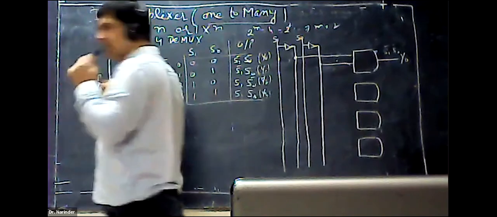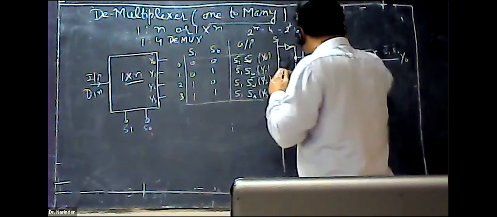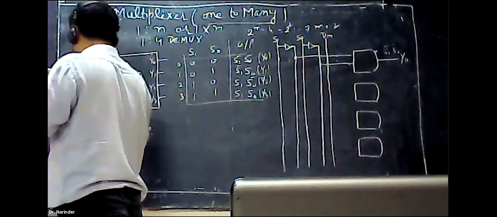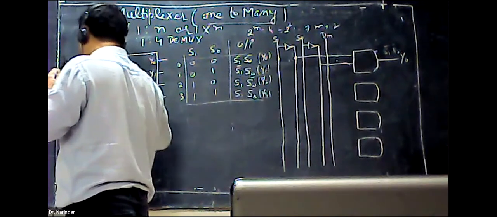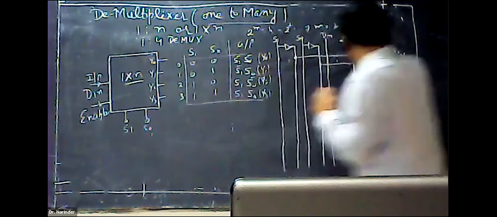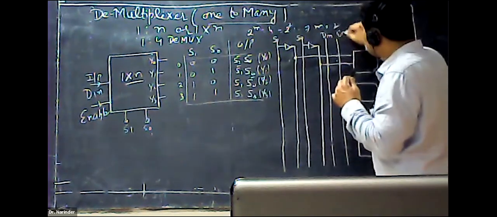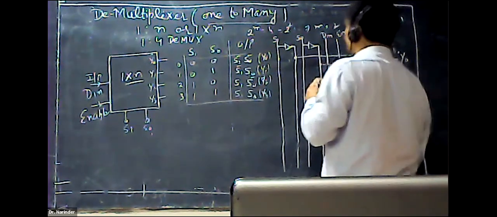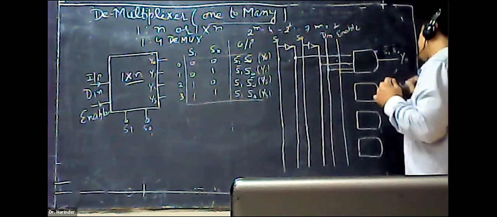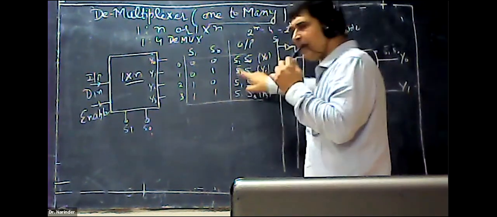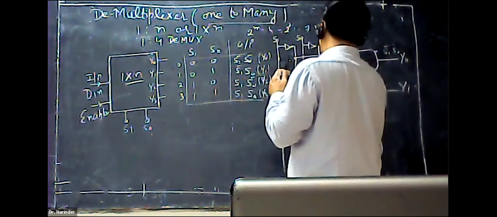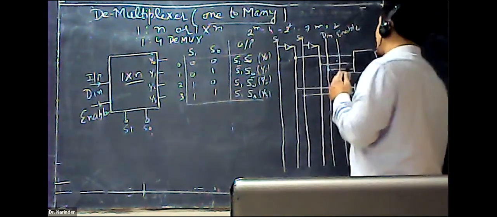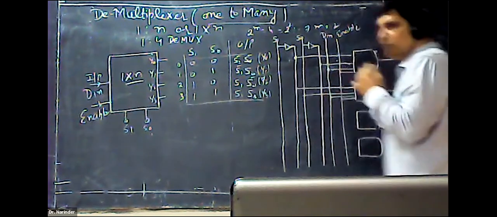Now here is the one input. It is mentioned as D in, data input. Right here, D input. Enable is also to be connected. Enable or strobe input. Draw a line of enable. It should be connected to the AND gate. Now Y1. Y1 is S1 bar S0. D input is being connected over here. Enable is there. So you will get Y1.